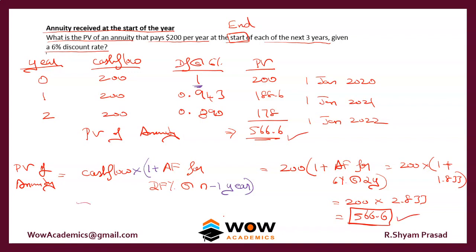Ensure that you understand this formula really well. This is when the annuity is received at the start of the year. Okay, you can use this formula. The earlier formula was for the end of the year.